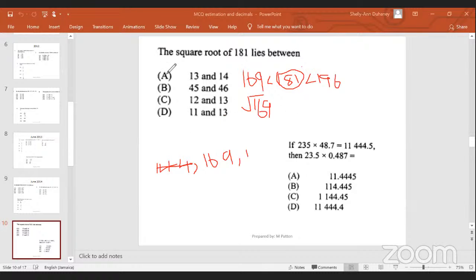All right, so this one now. We don't have to work this out. Common sense. Look at the question. A is correct.